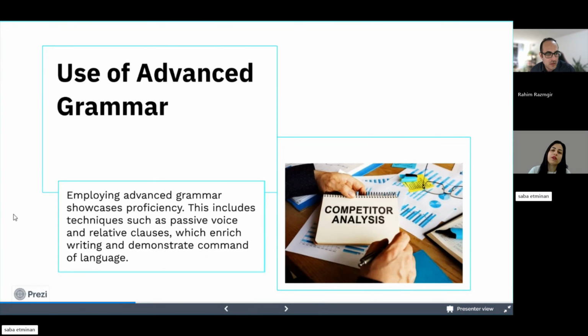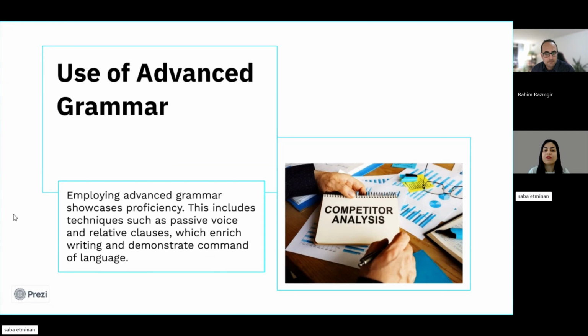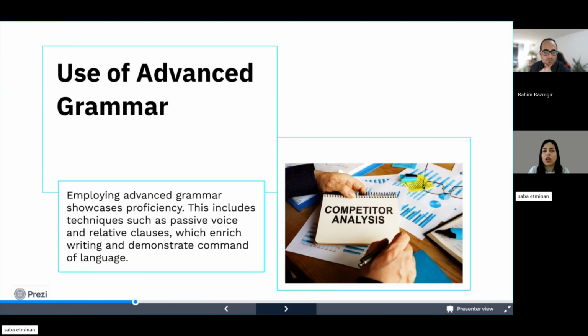And then now there is another key element, which is use of advanced grammar. I should say that by advanced, we don't mean highly technical words or very rare grammatical structures. It means employing advanced grammar showcases our proficiency, which includes techniques such as passive voice and relative clauses, for example, which enrich writing and demonstrate command of language. So it doesn't mean technical structures that students use a lot in their writing and then it just makes confusion.